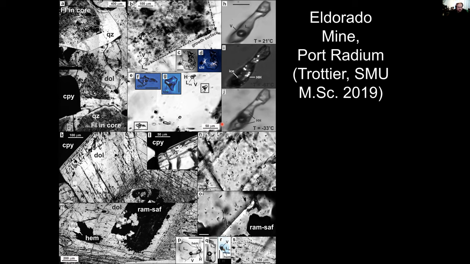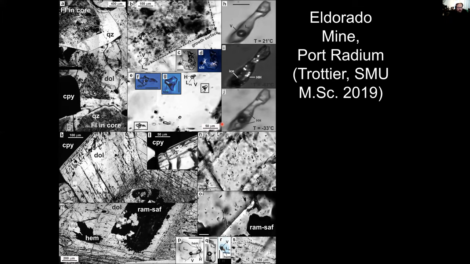So we do a lot of fluid inclusion research, and both Corwin and Jordan set out to really pull apart the fluid inclusion systematics of the Eldorado deposit and also mineralized systems within the East Arm.